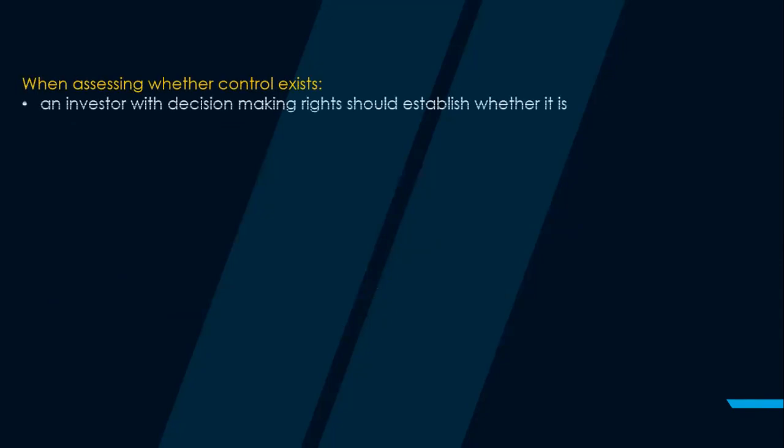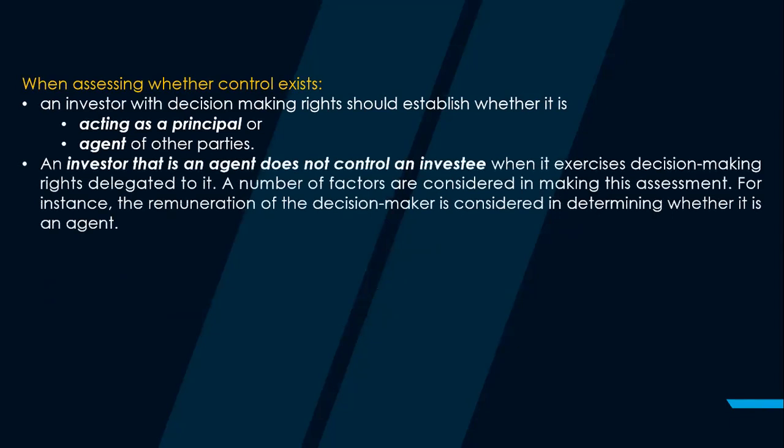When assessing whether control exists, an investor with decision-making rights should establish whether it is acting as a principal or agent of other parties. An investor that is an agent does not control an investee when it exercises decision-making rights delegated to it. A number of factors are considered in making this assessment. For instance, the remuneration of the decision maker is considered in determining whether it is an agent.